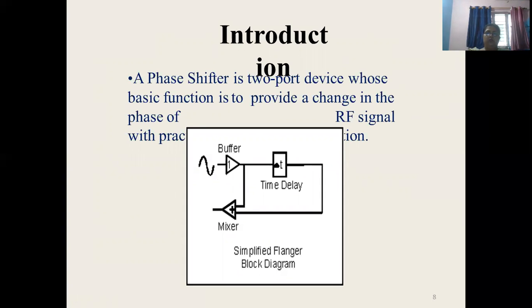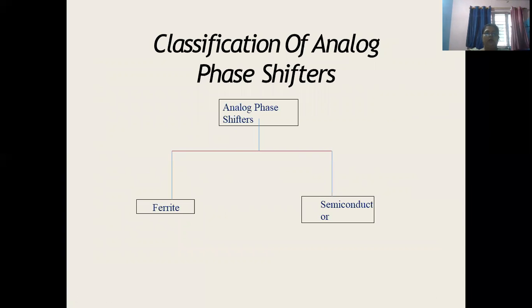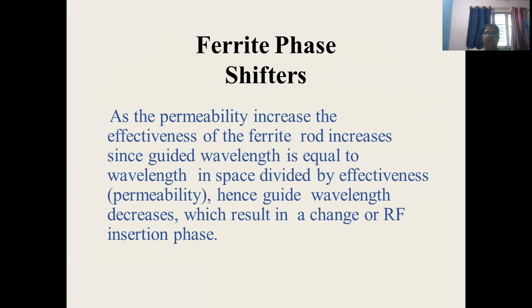A phase shifter is a two-port device whose basic function is to provide a change in the phase of the radio frequency signal. The classification of analog phase shifters mainly is of two kinds, made up of ferrite and semiconductors. In ferrite phase shifters, as the permeability increases, the effectiveness of the ferrite rod increases, since guided wavelength is equal to wavelength in space divided by the effective permeability. Hence, the guide wavelength decreases, which will result in a change of RF insertion phase.